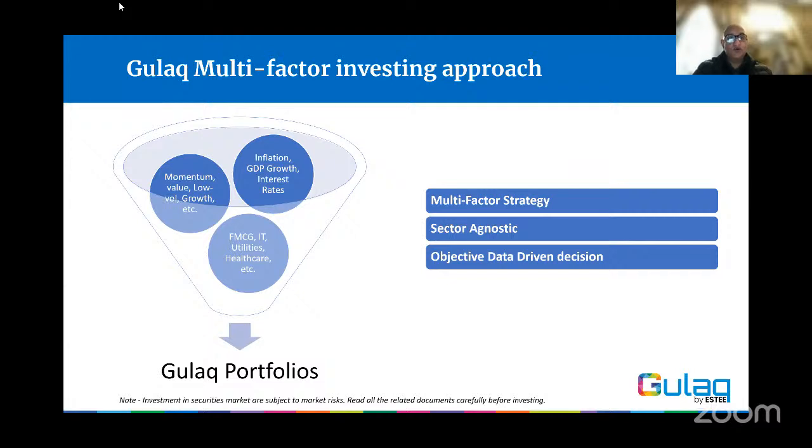So, as you would know, we are a quantitative investment company, which means we look at many, many, many different factors before we decide what to invest in. These could be themes like momentum investing, value investing, growth investing. These could be macroeconomic factors like inflation, GDP growth, interest rates, sectors like FMCG, utilities, technology, or they could be fundamental information like what is the cash flow, volatility of the stock, debt ratios. All of that is put into one hopper, and then we combine it together to get the portfolio.